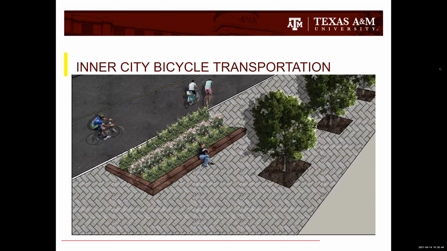So this is our first perspective of our inner city, bicycle and walking transportation. That's obviously going to be our main method of transportation within the cities, and then we can move on to the high-speed rails, which will be shown next.